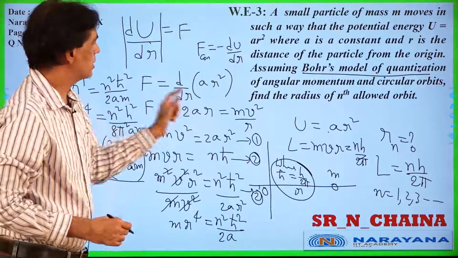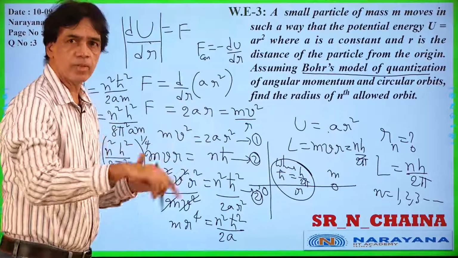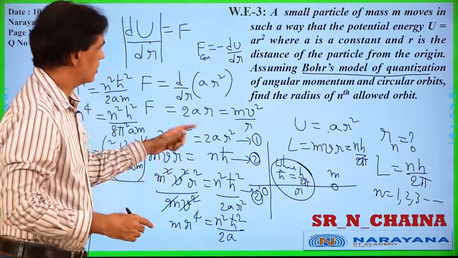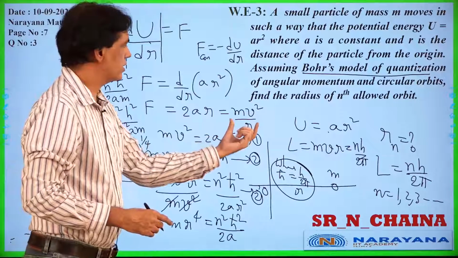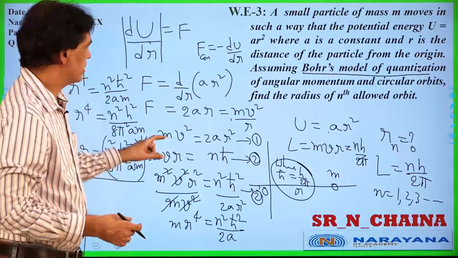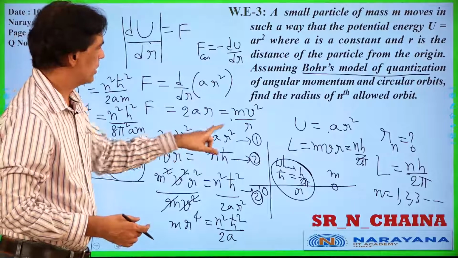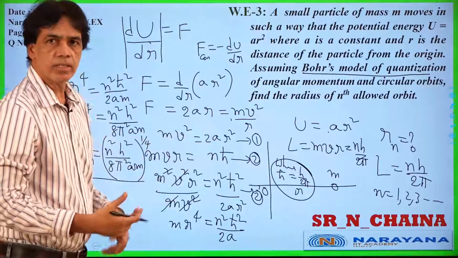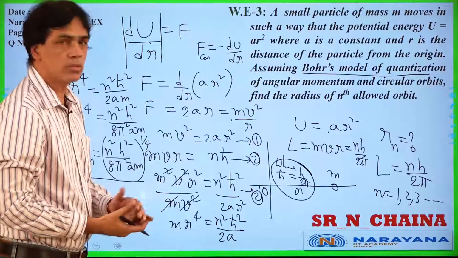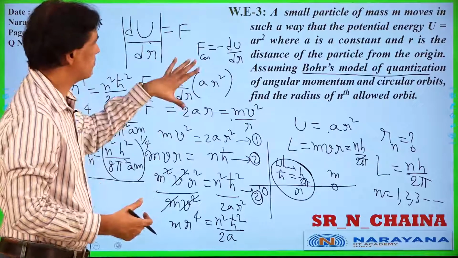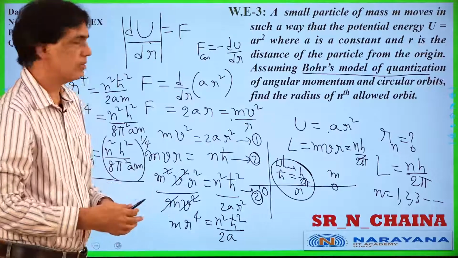And this force only provides the necessary centripetal force for the particle to revolve in a circle. So therefore, this force I have equated to centripetal force, from which I got mv square equal to 2a r square. This is one equation I got from Bohr's first postulate. That means this force provides the necessary centripetal force. That is the first postulate.